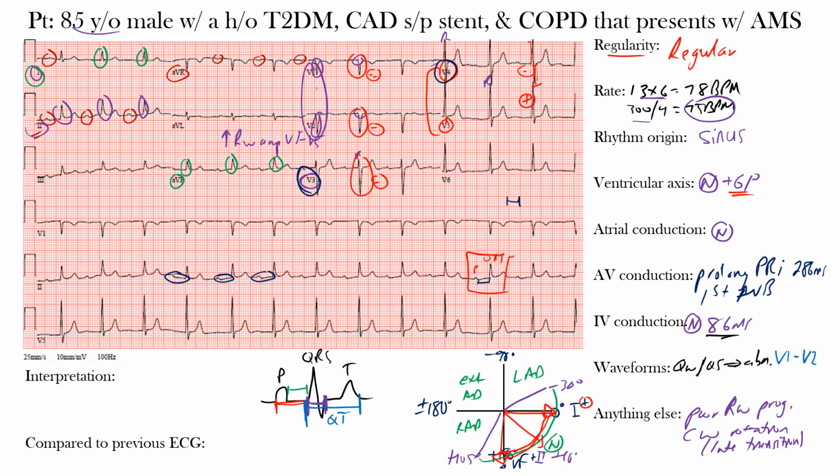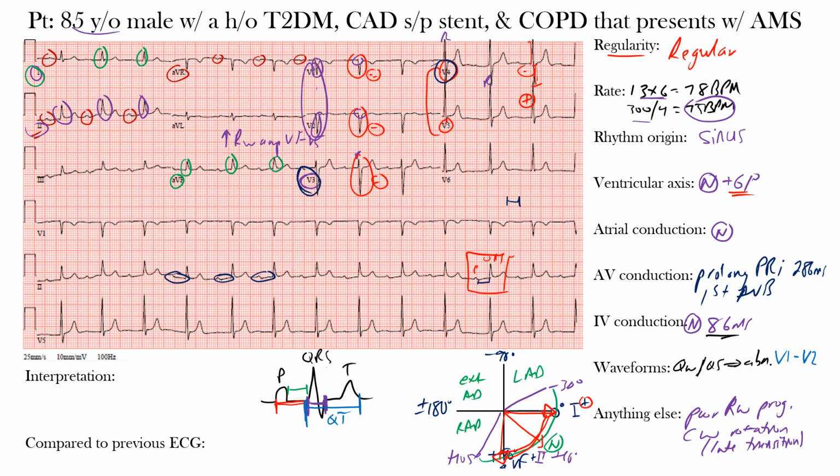Well, we have a regular rhythm with sinus origin at a rate of 75 beats per minute. The ventricular axis is normal. Atrial and intraventricular conduction are normal, although AV nodal conduction we said was prolonged, with that PR interval being longer. We also notice these abnormal deep Q waves in leads V1 and V2, along with poor R wave progression and a late transition in the precordial leads.